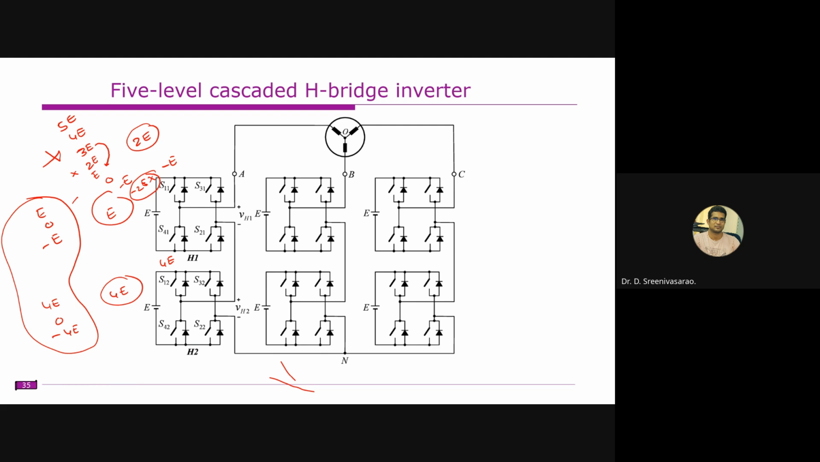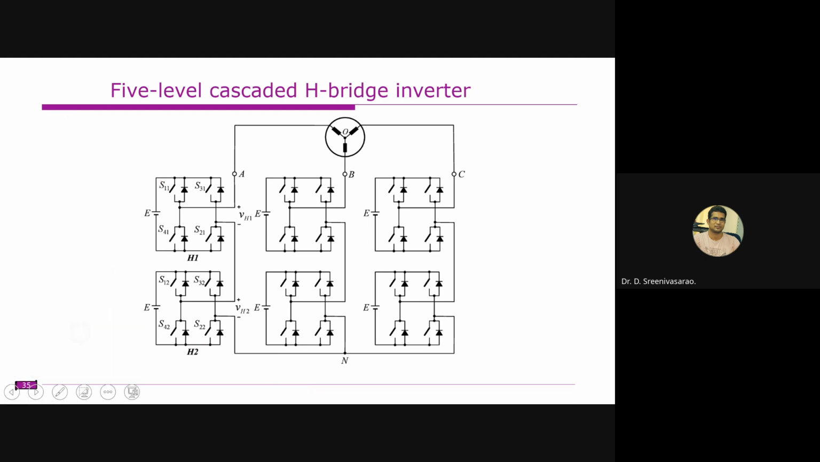You cannot have a random number of H bridges. And another thing is that if this is 4E, this must be 4E for a symmetrical case, or if it is 3E, it must be 3E. So here the H bridges must be in some relation, like a 1 is to 2 is to 3 relation, and also 1 to the power of 0, 2 to the power of 0, or 3 to the power of 0 relation.